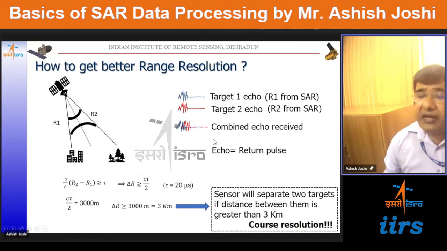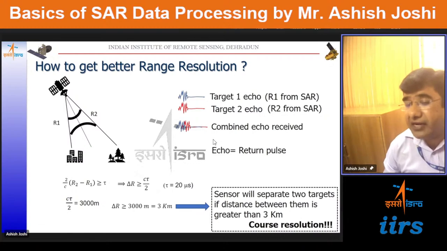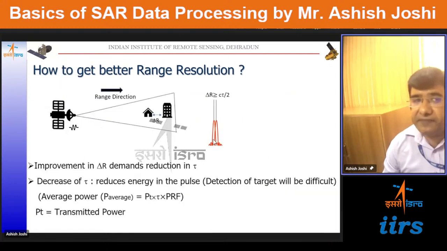But we are getting a very coarse resolution, a 3 kilometer resolution, which is very coarse. So how do we solve this, how do we get a better resolution? The formula is delta R greater than C tau by 2. So improvement of delta R demands the reduction of tau. If we reduce the tau value, then we get a smaller delta R.